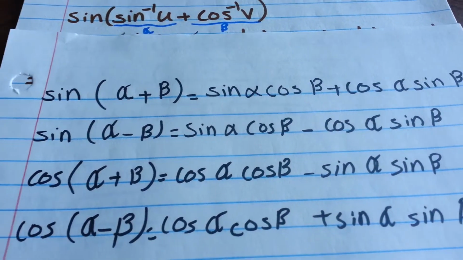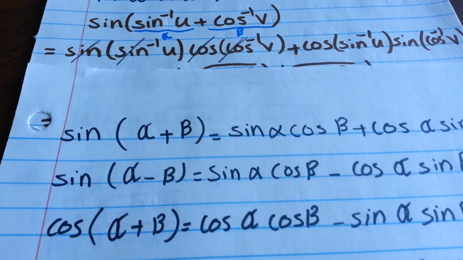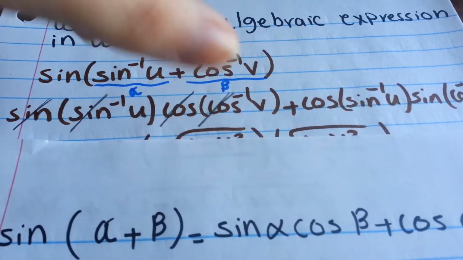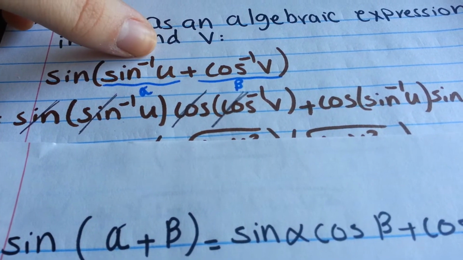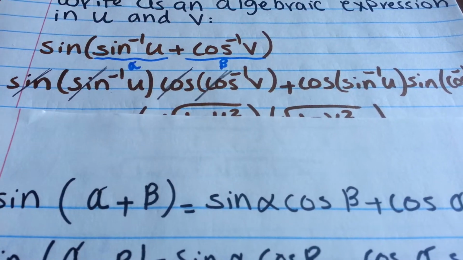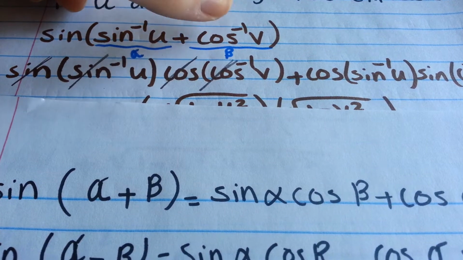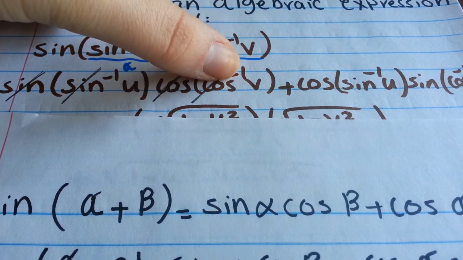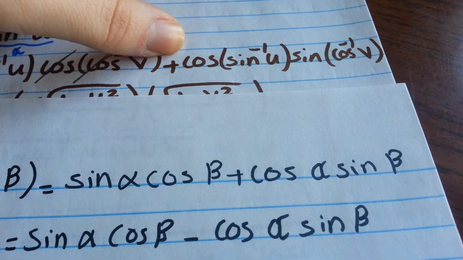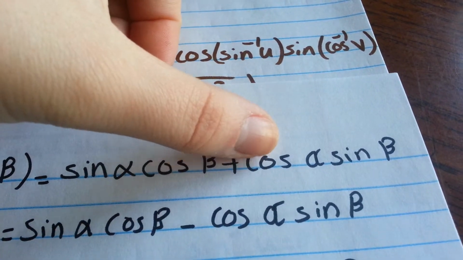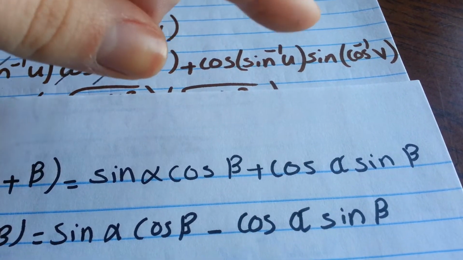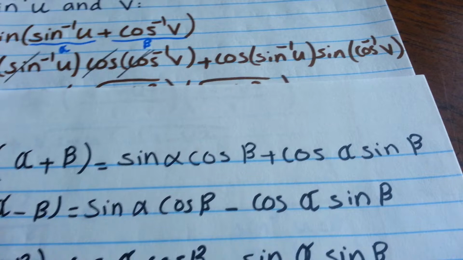So it would be sine, and I write it right there. Sine, and then it says alpha. What is alpha? Inverse of sine u. And then write cosine. What is beta? Inverse of cosine v. And I put the sine right there. I'm just substituting basically. Cosine, I write cosine. What is alpha? You write it, and same thing, sine and beta.